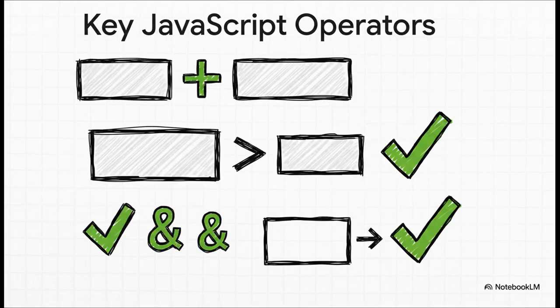Operators? Think of these as the verbs in your code. They're the action words. You've got your standard math operators, right? Plus, minus, multiply, divide. Then you have comparison operators to check if something is equal to or greater than something else. Logical operators let you chain conditions together. But maybe the most important one is that single equals sign. It doesn't ask if things are equal. It makes them equal. It assigns the value.